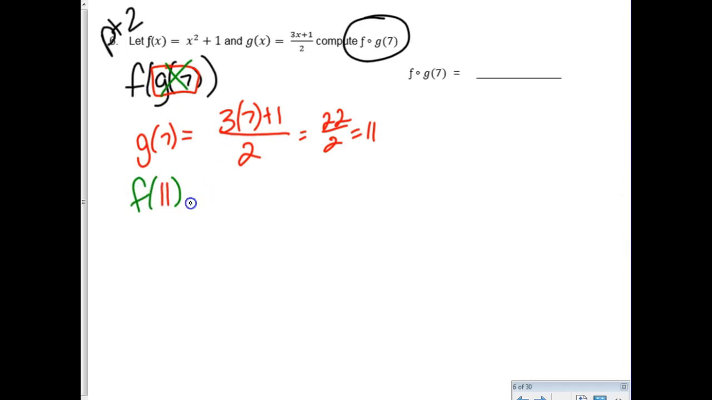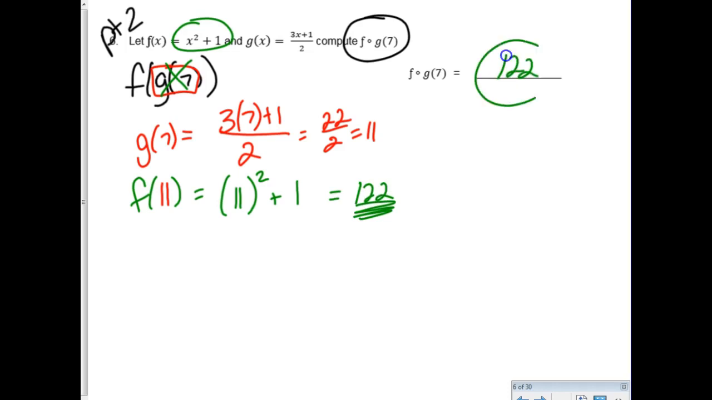Okay, so function f right there. And if you plug in an 11, I always use parentheses because I get nervous. 121 plus 1 is 122. Why do I feel like I messed something up? No, that's good. That final answer you get, that is the composition evaluation answer.